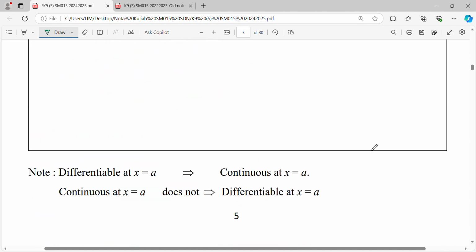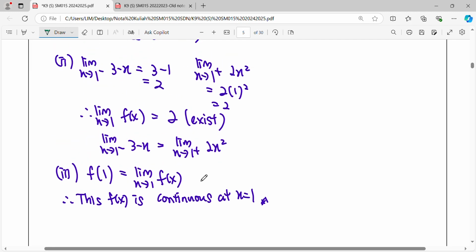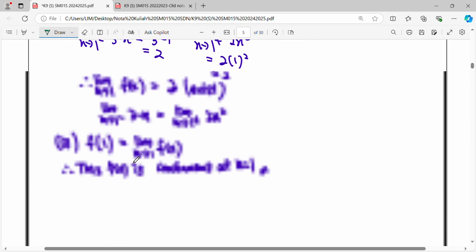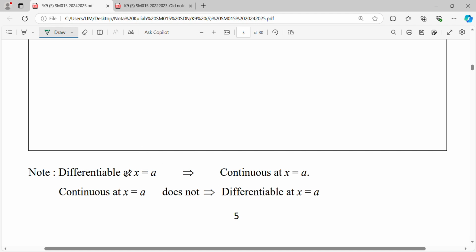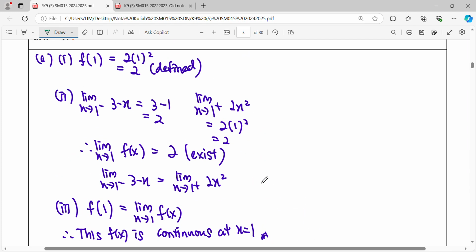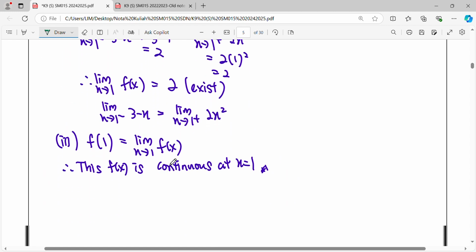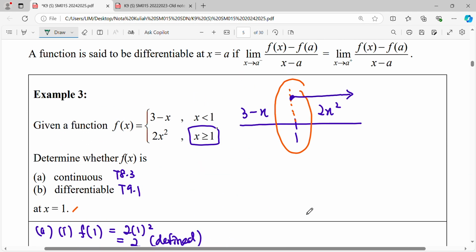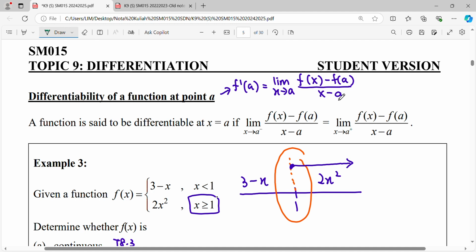Okay, so we see the notes here. Have you done? Okay, when I want to continue to check whether it is differentiable at 9.1, you see the note here. If you can differentiate at x equals to a, it means it is continuous at a. But if you are continuous at a, it doesn't mean that you can differentiate. So now we only have that it is continuous at a, but it doesn't mean that it is differentiable. So when you want to check differentiability, you follow back the first principle formula.